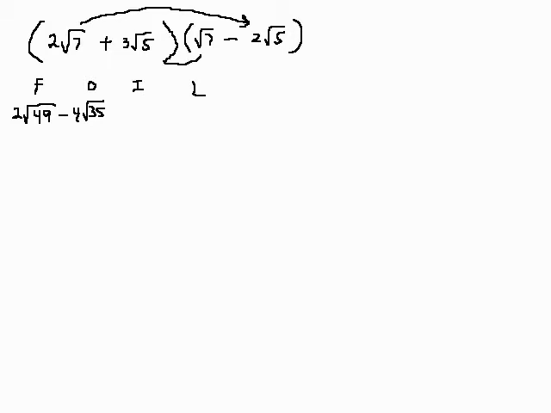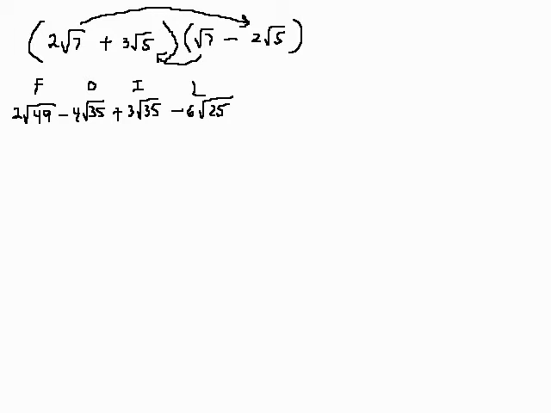The inside 2 terms, 3 times the square root of 5 times the square root of 7 would be a positive 3 times the square root of 35. And then the last 2 terms, 3 times the square root of 5 times negative 2 times the square root of 5 would be minus 6 times the square root of 25. Now, of course, you have more work to do here.